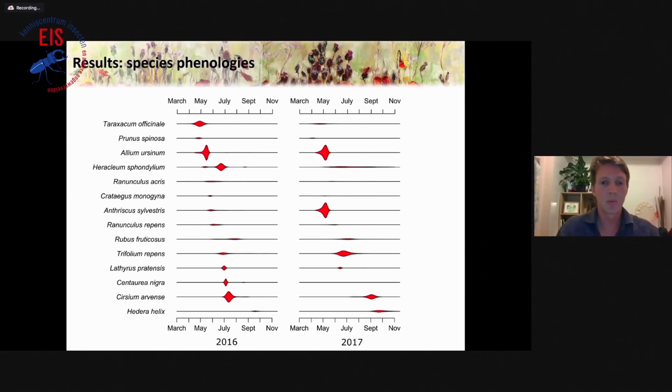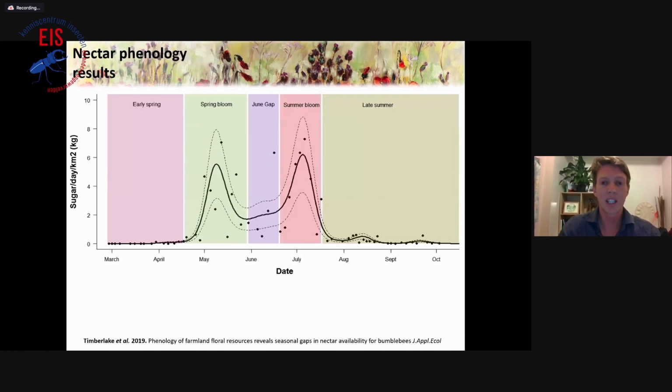This is the most common species we found on our farms, in two separate years. And you can see that each plant species has its distinct period in which it is flowering, its distinct phenology. And when we sum all of these species together at the landscape level, we get this very seasonal pattern of resource availability. This is nectar availability through the year, measured as sugar. So there's a large peak in the spring and the summer, but a notable gap in between called the June gap, which has been talked about before, but it's quite starkly present in this data.